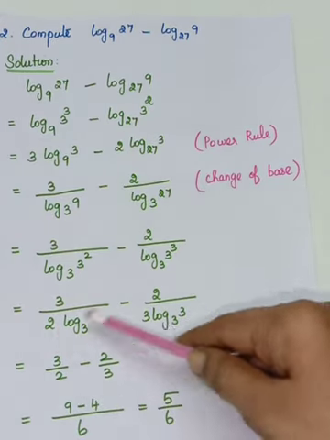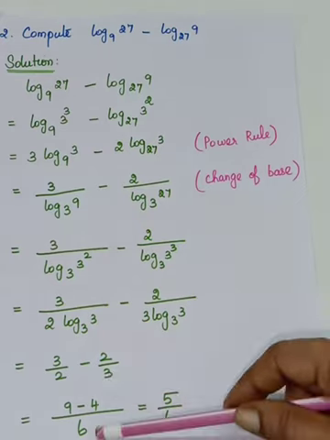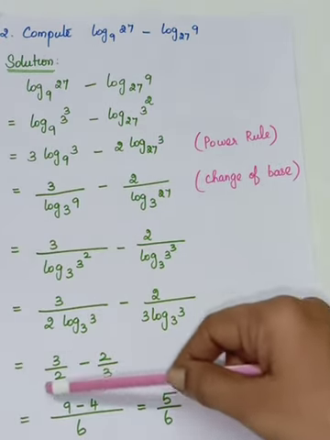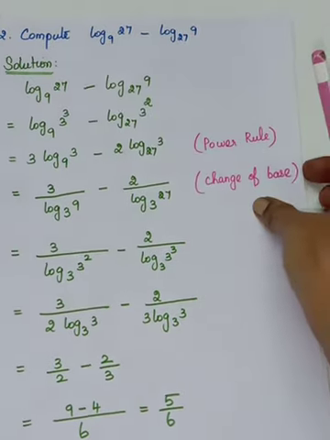So it is 3 by 2 minus 2 by 3. If you take the LCM, the LCM is 6. So 3 3s are 9, 9 minus 4, that is equal to 5 by 6.